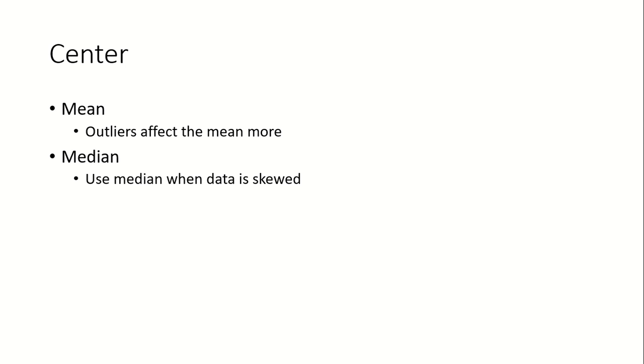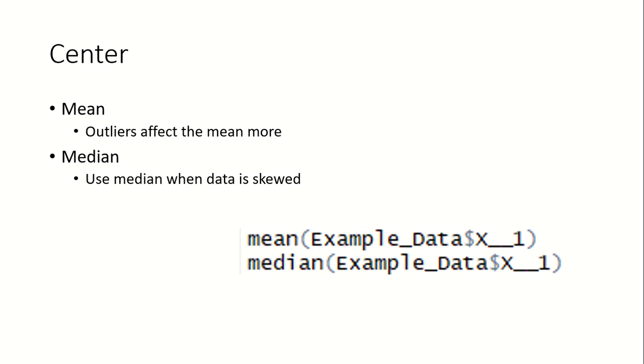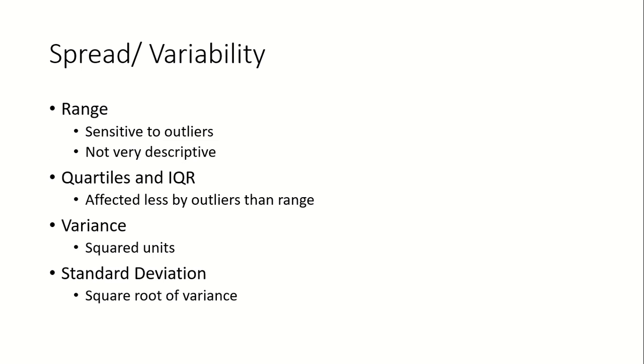There are two measures of center you should know, mean and median. They're used for different purposes. If you have a lot of outliers, you should use the median because they affect the mean more. So when it's skewed, you use the median. How you would do this in R are the mean and median functions.